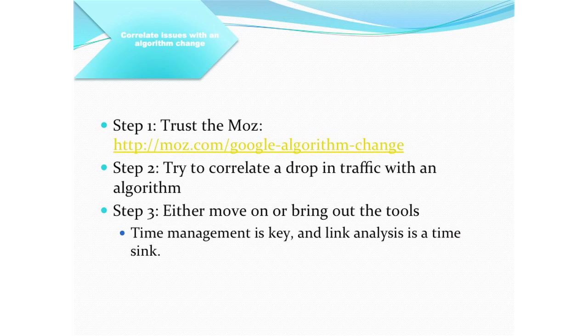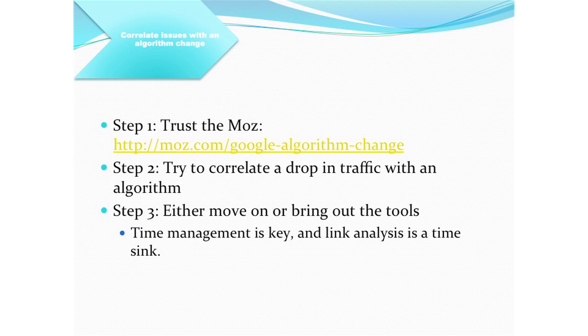In step 3, if we have correlated with an algorithm change, then we're going to bring out the tools. If the drop in traffic that the analytics shows doesn't correlate with any known algorithm, we're going to move on. And I'll tell you why. Because time management in SEO is key. And link analysis is an absolute time and money sink, and we want to avoid doing more work than we have to.